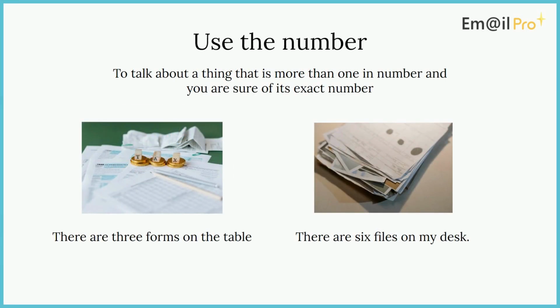To talk about a thing that is more than one in number and you are sure of its exact number, then use the number before the countable noun. For example, there are 3 forms on the table, or there are 6 files on my desk.